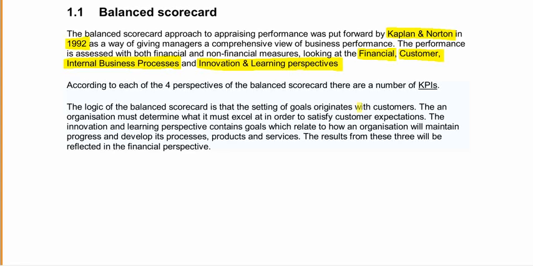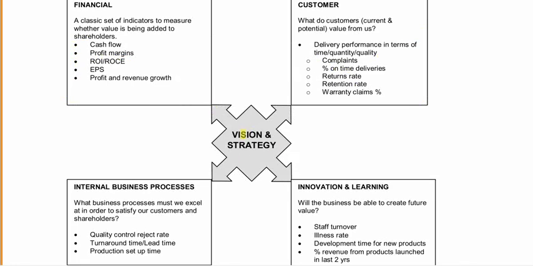Now, if we just take a little look at an illustration of the model over the page, we can see from this that in looking at the overall vision and strategy of the organisation, we've got our 4 aspects of performance: financial, customer, internal business processes, and innovation and learning. And when we look at each one, the financial measures will be a lot of your classic sort of shareholder-based measures. We look at cash flow generation, we look at profit margins, return on capital employed, earnings per share, just look at general growth in profits and revenues. So nothing really tricky to understand in there, just a load of your classic financial performance indicators.